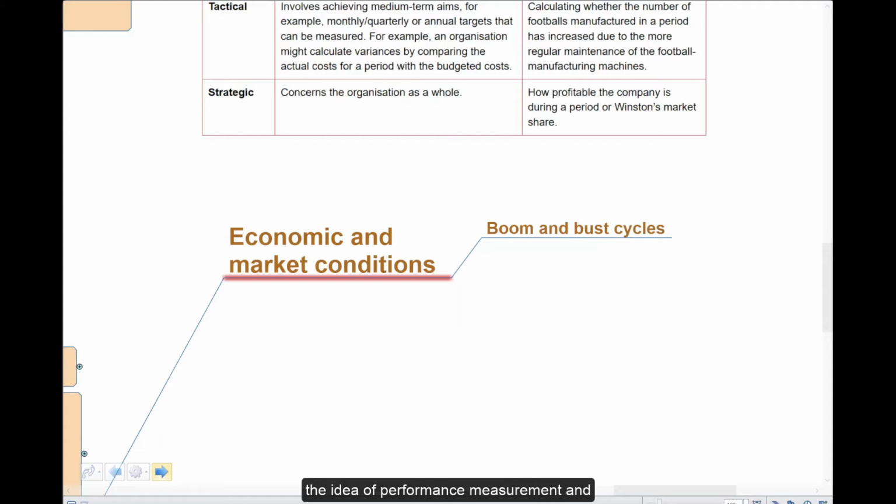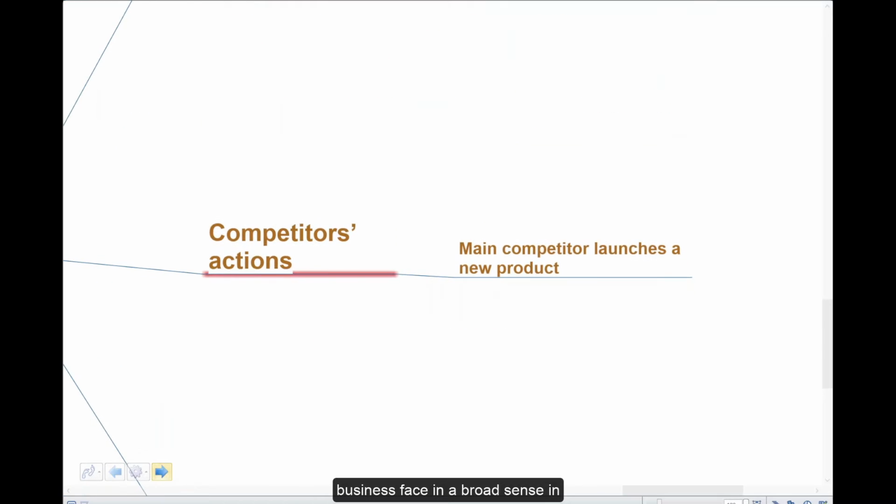So performance measurement and indeed management is certainly going to be affected by the conditions that businesses face in a broad sense. In addition to that, obviously competitors' actions have an impact. We have no control as a business over what our competitors do. They launch a new product. This could put us into serious trouble. We need to be monitoring these things.